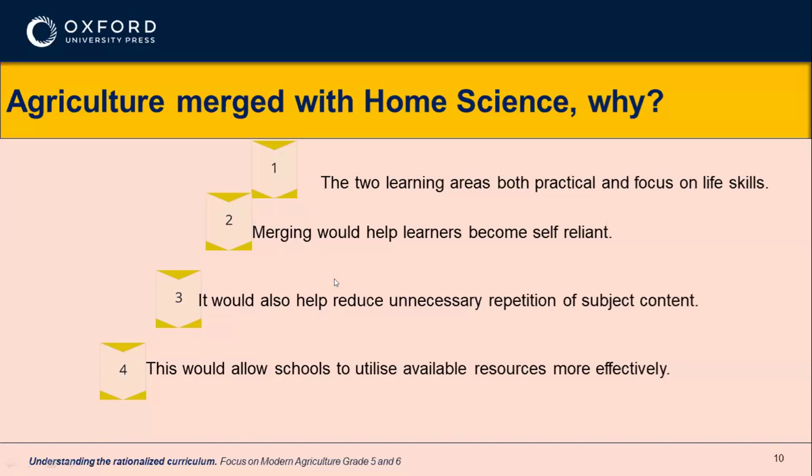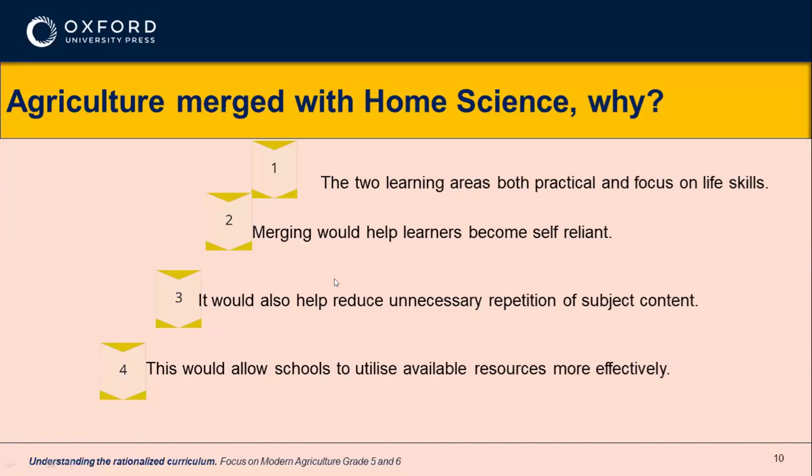Then it will also help reduce unnecessary repetition of the subject content. As I told you earlier, if we go through the old agriculture curriculum, CBC one, we had food preservation. In home science, they also learn about food preservation. So it's better we remove this and avoid unnecessary repetition along the subjects in very many areas.